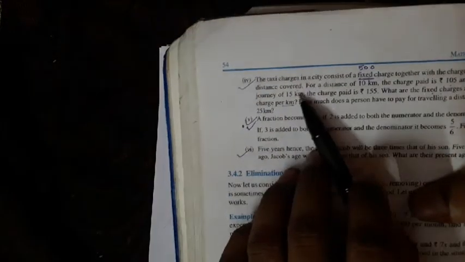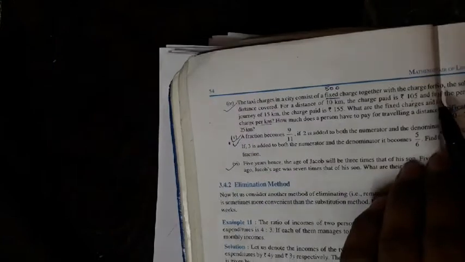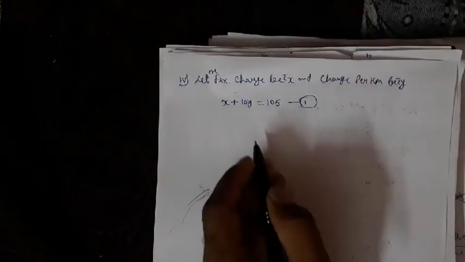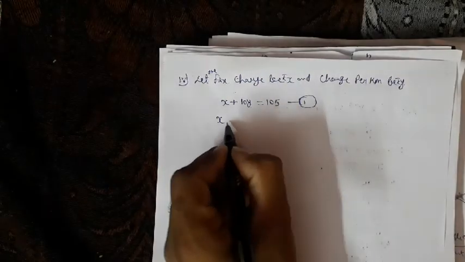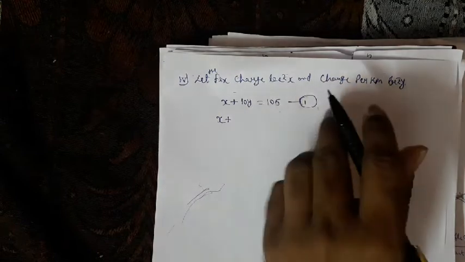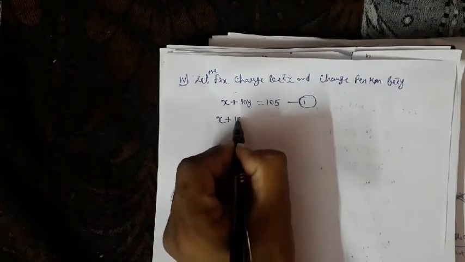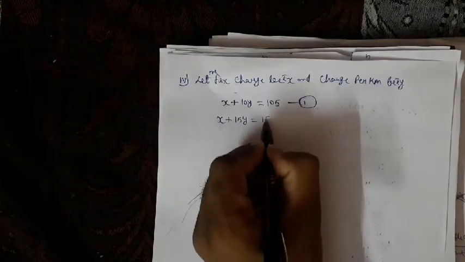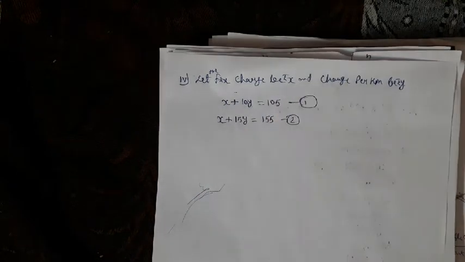Okay, now see the second equation. What is the second equation? For a journey of 15 kilometers, now he's traveling 15 kilometers. The charge paid is rupees 155. So x would be taken as it is because it is the fixed charge. Now they are traveling 15 kilometers, so 15y equals what? 155. This is the second equation.